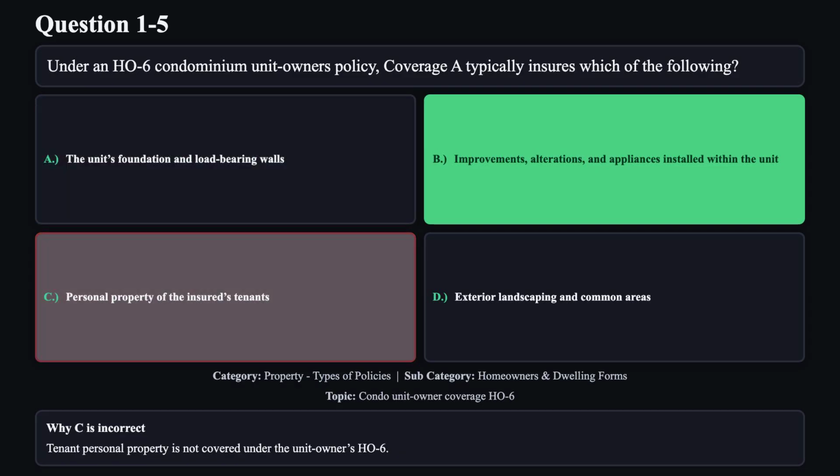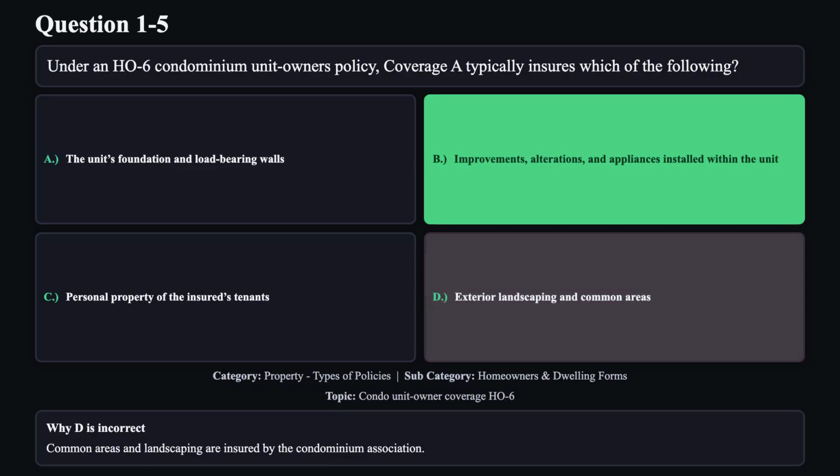Reason C is not correct. Tenant personal property is not covered under the unit owner's HO6. Reason D is not correct. Common areas and landscaping are insured by the condominium association.